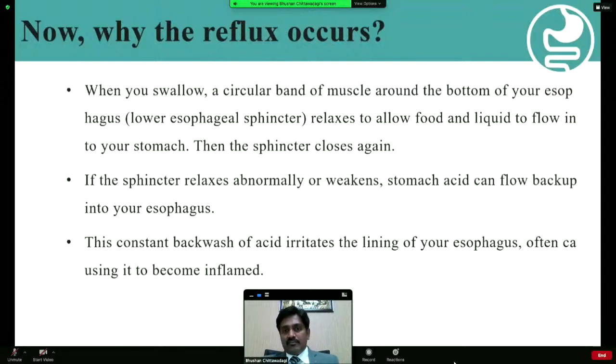There is one circular band of muscle at the bottom of our esophagus, called the food pipe, which opens up and allows the food to go down and closes back again. It works as a sphincter. Sometimes we call it a valve. So whenever this valve becomes abnormally lax or weakens, not only does the food go down, in some events it may reflux back up. Then it is called reflux.